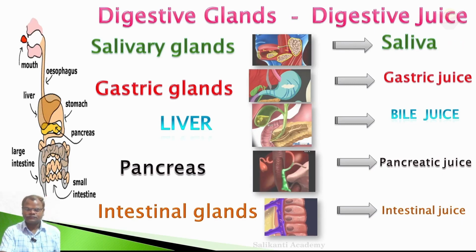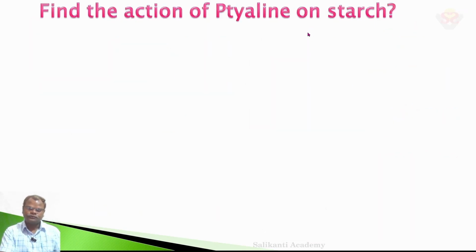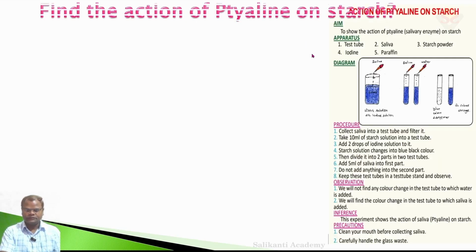The secretions are: salivary gland secretes saliva, gastric gland secretes gastric juice, the liver secretes bile juice, the pancreas secretes pancreatic juice, and intestinal glands secrete intestinal juice. These digestive juices contain enzymes. Before learning about enzymes clearly, in saliva there is an enzyme ptyalin, or salivary amylase. How it works on nutrients, we are now going to see.